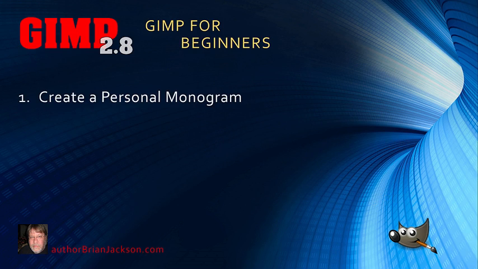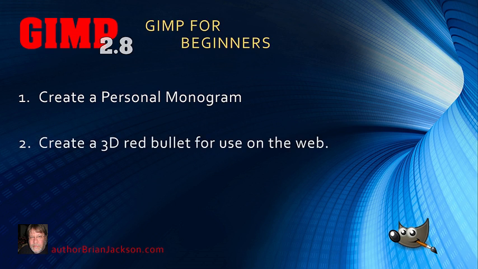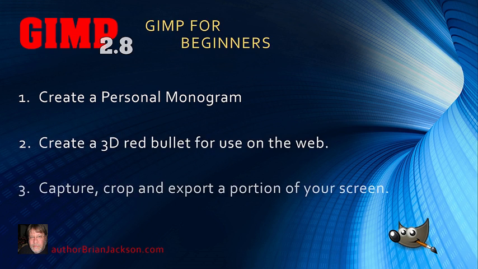Now, we're going to move on to the project. The first thing we'll do is create a personal monogram. That's a fancy logo made up of the initials in your name. Then we'll create a 3D bullet for use on the web. Then we'll finally capture, crop, and export a portion of our screen.